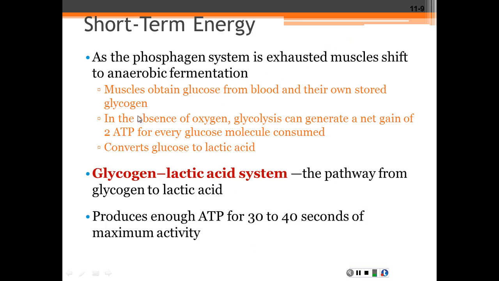All right, so when we look at the phosphagen system, which we already said is the ATP and the CP, or creatine phosphate, it's going to exhaust the muscles, and it's going to shift to anaerobic fermentation. So I already went over this part where the muscles are going to obtain glucose from the blood, and if we have any stored-up glycogen, they're going to use that too. Now, in the absence of oxygen, glycolysis is going to generate a net gain of 2 ATP for every glucose molecule consumed. Then it is going to convert that glucose to lactic acid.